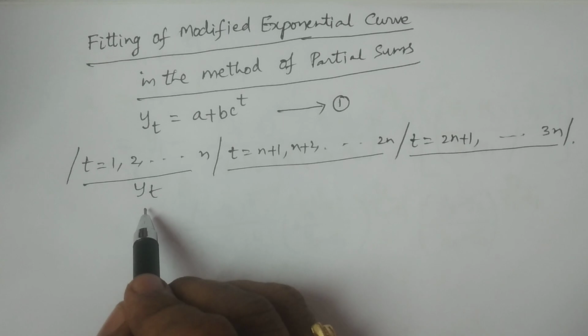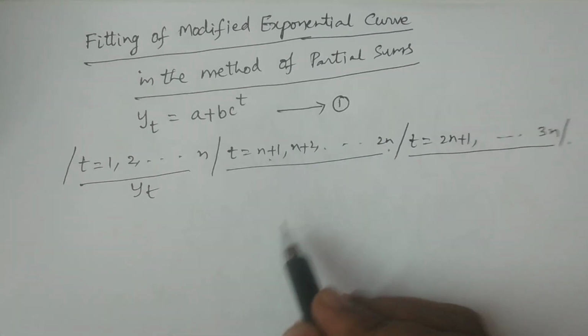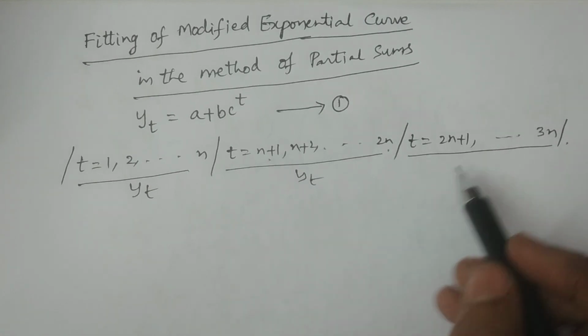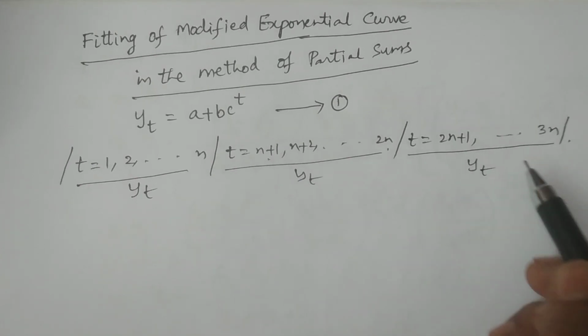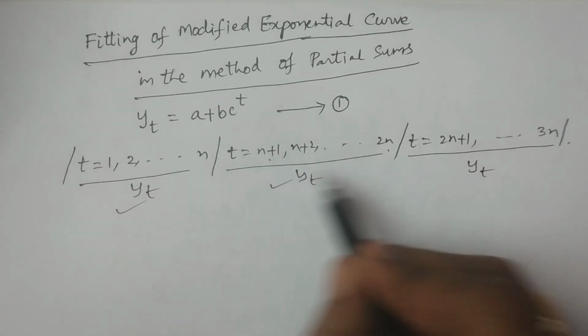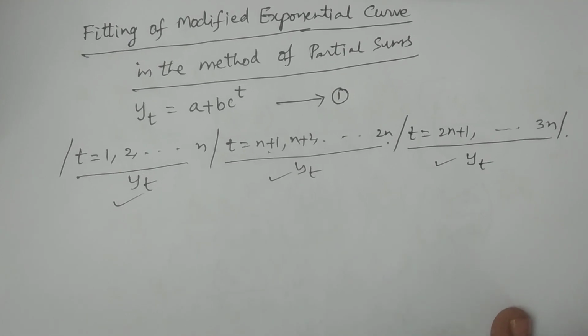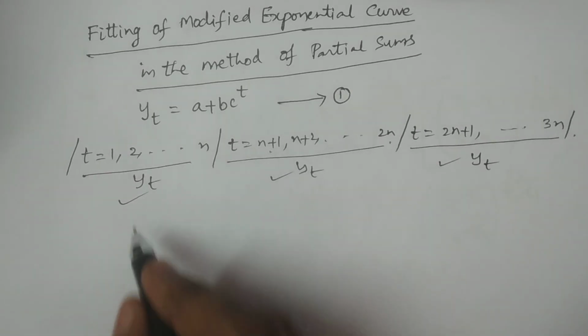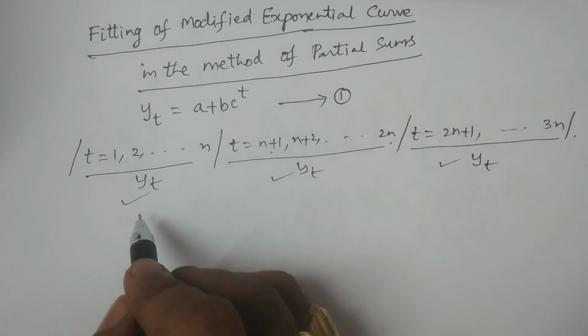The values of yt for the first n time periods form the first part. For the second part, the values of yt corresponding to time periods n plus 1 to 2n are considered. Similarly, for 2n plus 1 to 3n time periods, the values of yt are considered in the third part. So the time series data is divided into three parts corresponding to the time periods. Then we consider the partial sums of the values of the time series in the three parts.